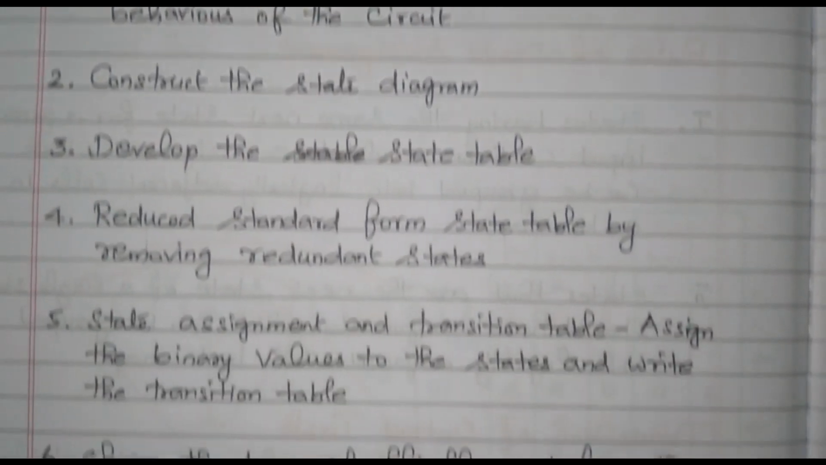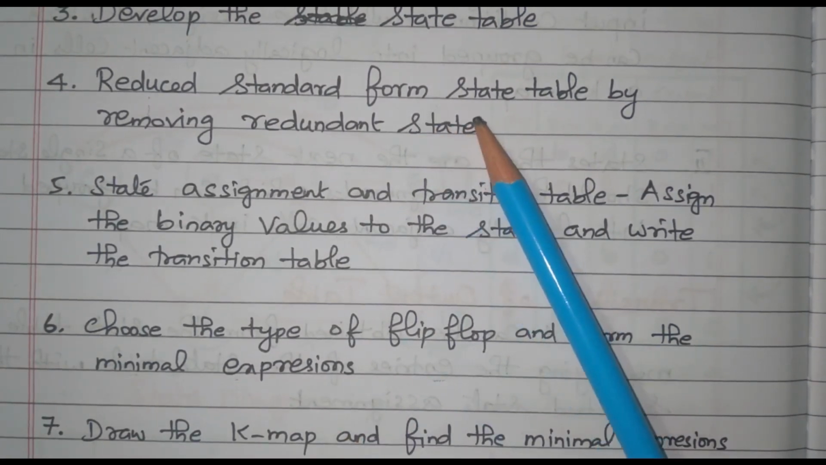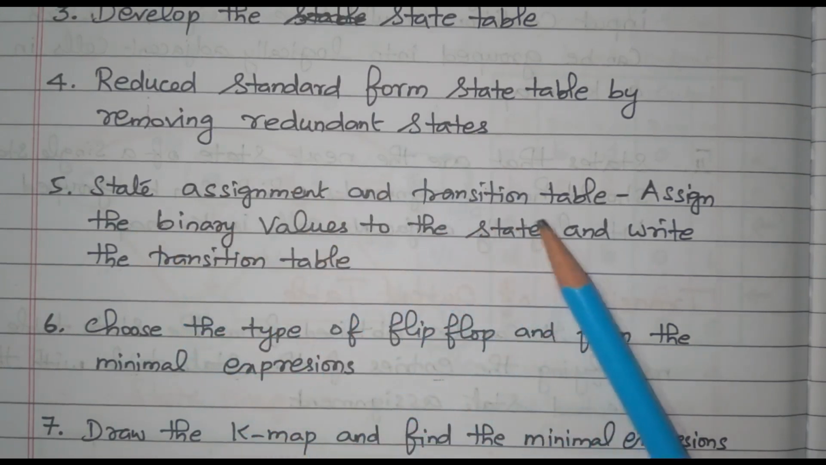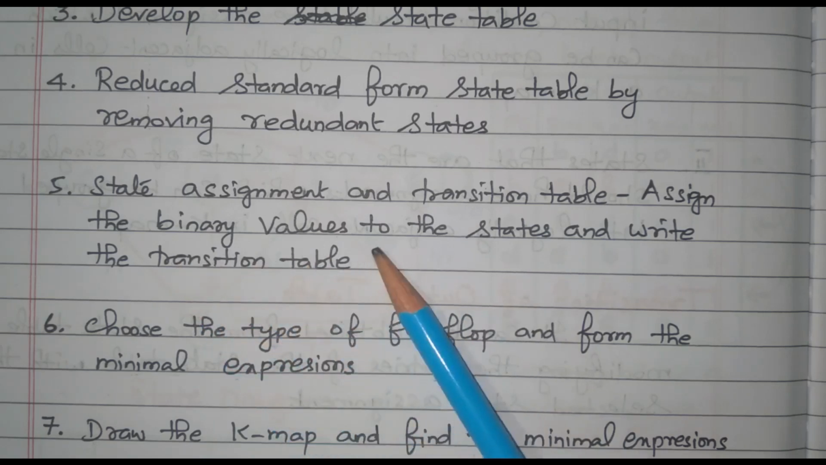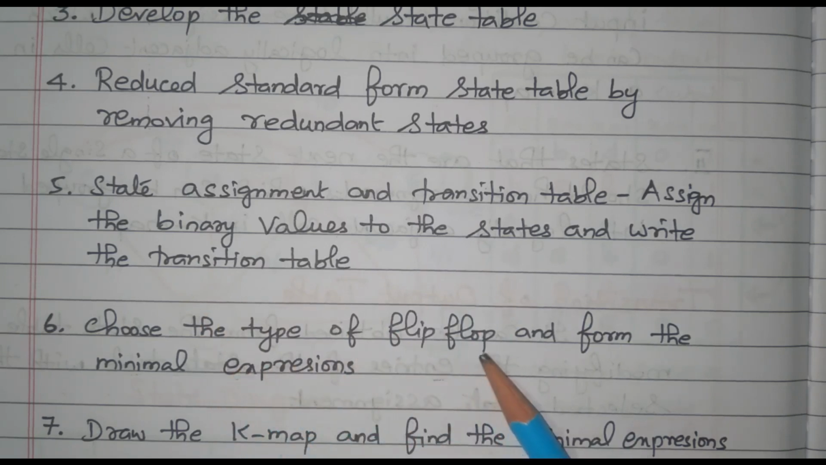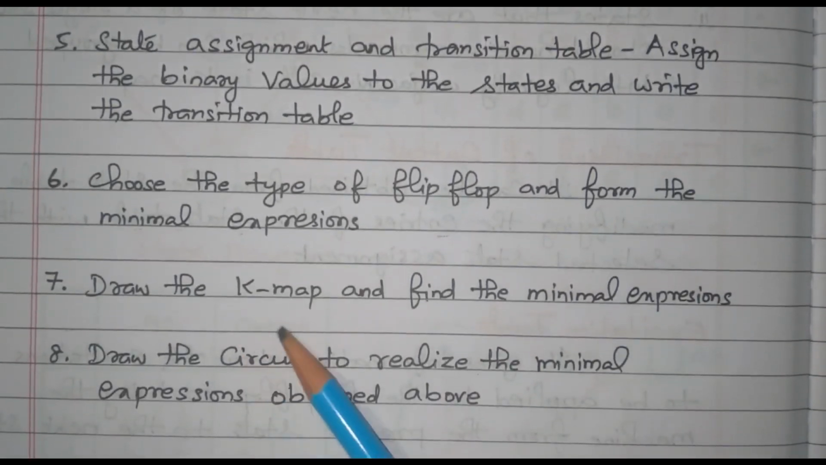Then fourth one is reduce the standard form state table by removing the redundant states. Fifth one is state assignment and transition table. Assign the binary values to the states and write the transition table. Choose the type of flip-flop and form the minimal expressions. Then seventh one is draw the K-map and find the minimal expression. Draw the circuit to realize the minimal expression, that is obtain the design of sequential circuit. So, this is the procedure for design of sequential circuit.